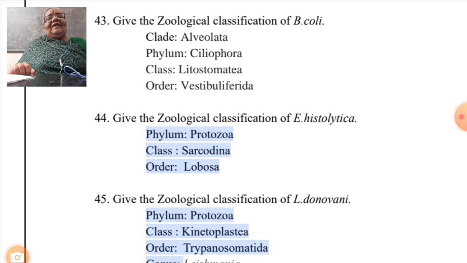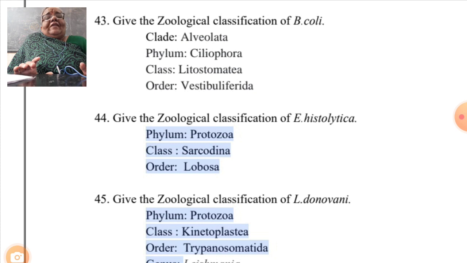So as per the latest classification, Balantidium coli, which is a parasite in the rectum of vertebrates like frog, monkey, pig, etc., and from pig man contracts Balantidium coli infection. So it belongs to clade Alveolata, phylum Ciliophora, class Litostomatea, order Vestibuliferida, genus Balantidium, species coli. So you have to write this much if you are asked to write about the systematic position of Balantidium coli. Okay, it's a parasite in the rectum of vertebrates.